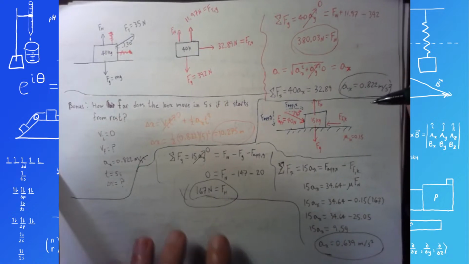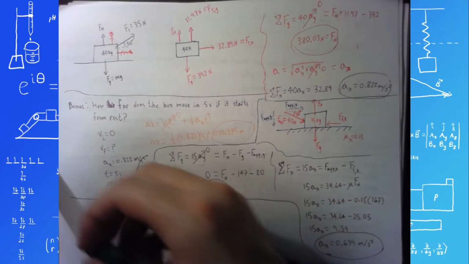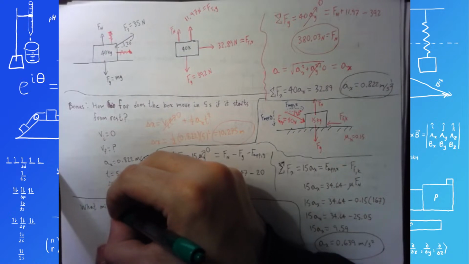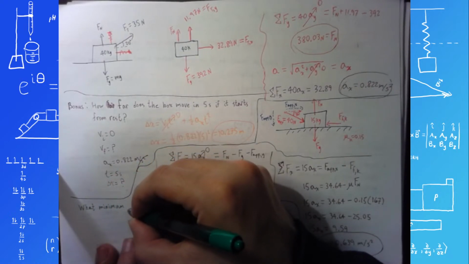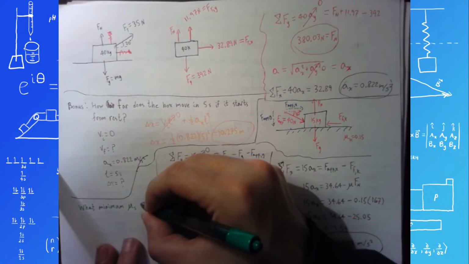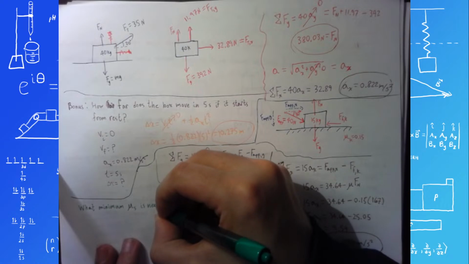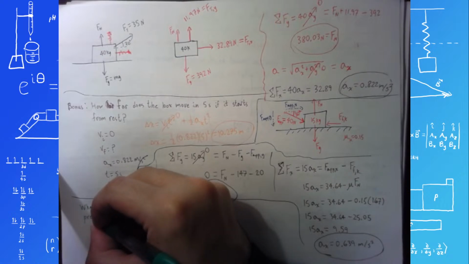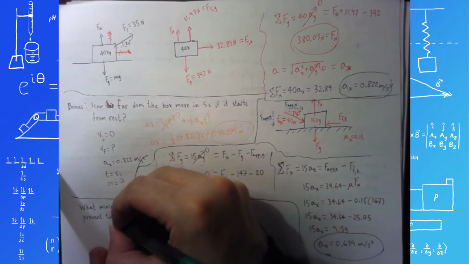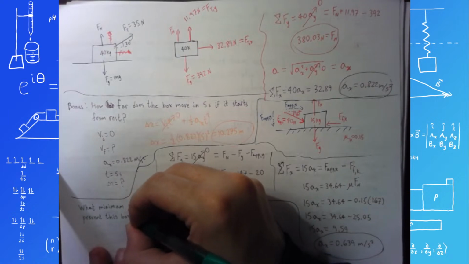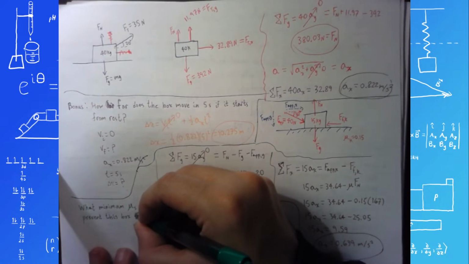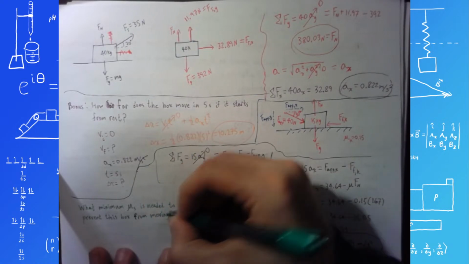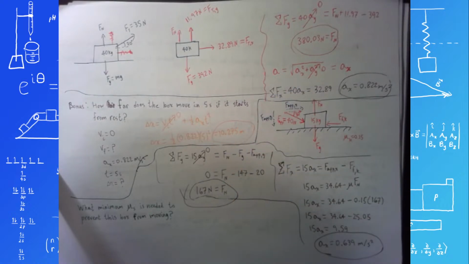Oh, right. Bonus question. So my bonus question is, what minimum coefficient of static friction is needed to prevent this box from moving? That's going to be my bonus question.